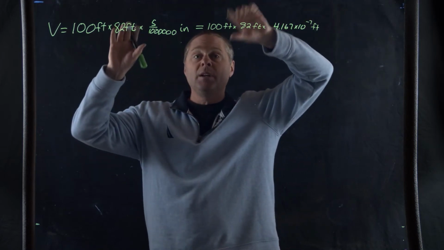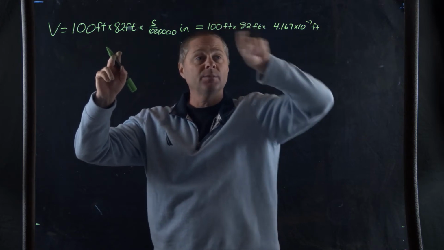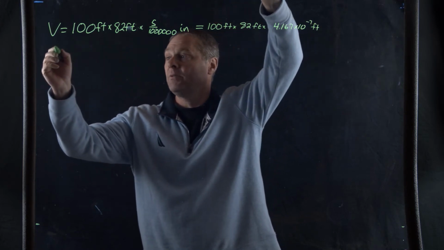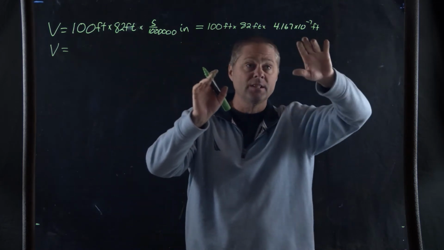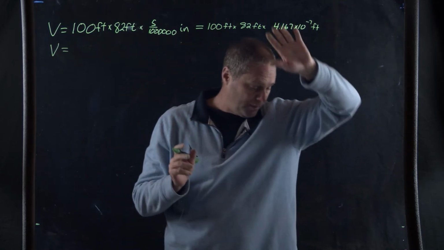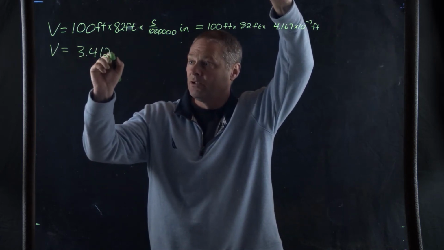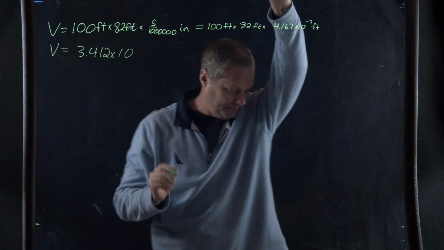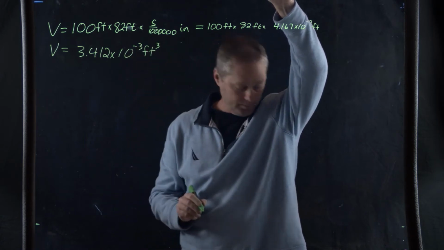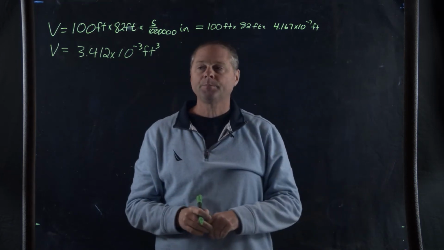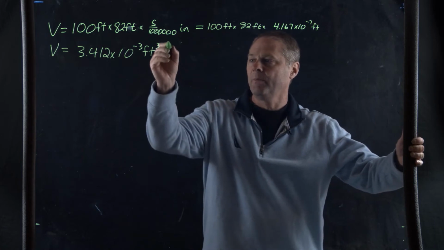Now we have the length times the width times the thickness. All right, there's our thickness. So we can find now the volume of this by multiplying these three numbers together. When we multiply those three numbers together, we get 3.412 times 10 to the negative 3rd foot cubed. The foot is cubed. Now, we don't want to do this in the English system. We want to convert this to the metric system.